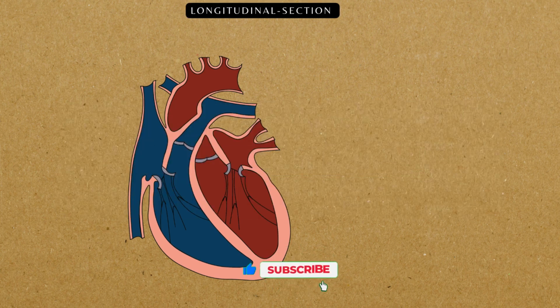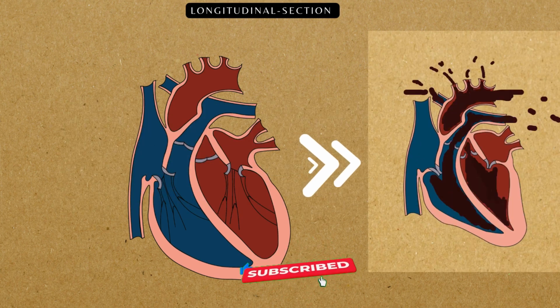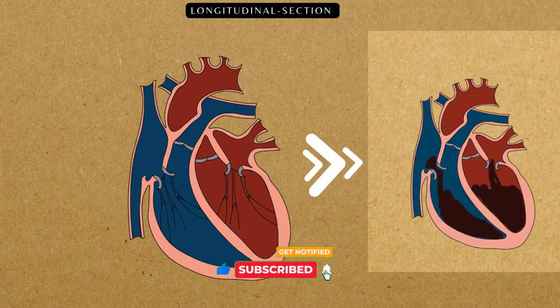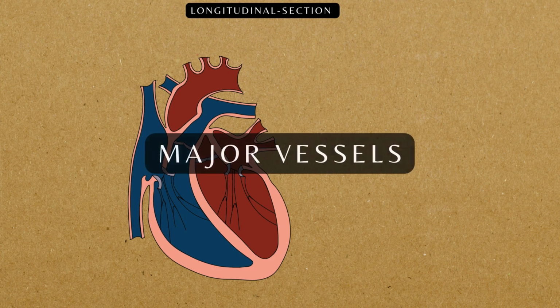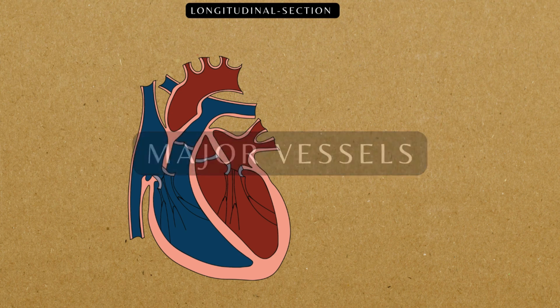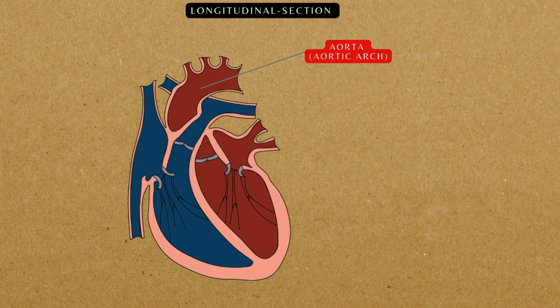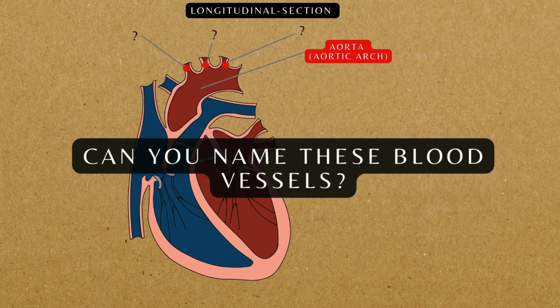Here's a longitudinal section. Let's look at the internal configuration of the major blood vessels, chambers, valves, and other structures, how they connect, and how they take blood to and from the heart. First up, the aorta and aortic arch. Can you name these three blood vessels?